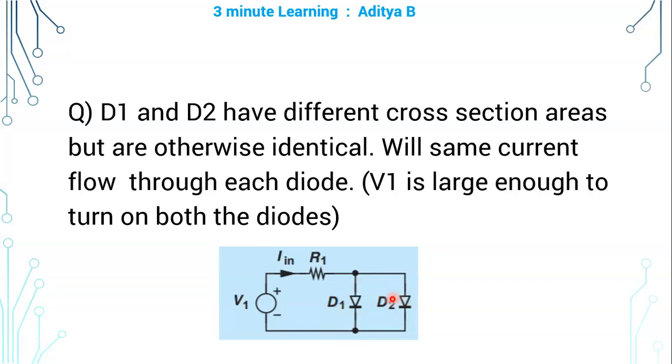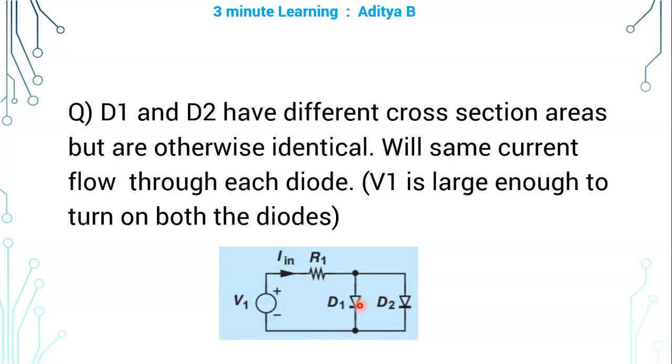They are identical in all respects except that they have different areas of cross section. So the question is, will the same current flow through each diode? Now this diode and this diode are acting as a short circuit, or they are acting as a voltage source of value equal to their cut-in voltage. And it is also stated that they are identical otherwise, in all respects, that is their cut-in voltage is same.